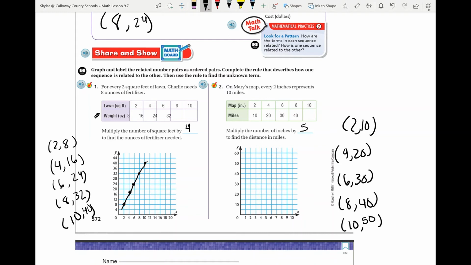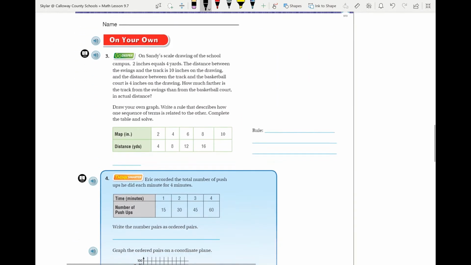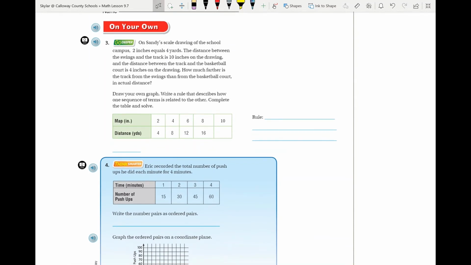So again, all we have to do now is graph 2, 10, 4, 20, 6, 30, 8, 40, and of course 10, 50. And a perfect straight line to boot. Look at us go. So now I want to see you all get these done on your own.